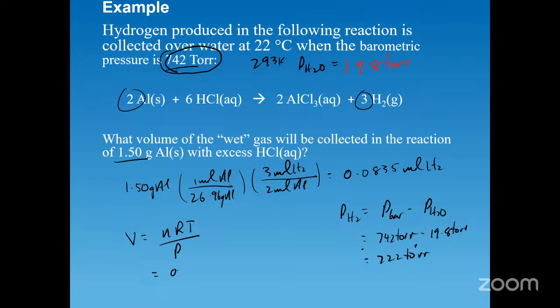We already have the number of moles, 0.0835 moles of H2 times R, 0.0821 liters atmospheres over mole Kelvin, times the temperature, which is 293 Kelvin, divided by the pressure, which is, we just calculated that, 722 torr, but we have to convert that to atmospheres, right? So 1 atmosphere over 760 torr. And that's it.